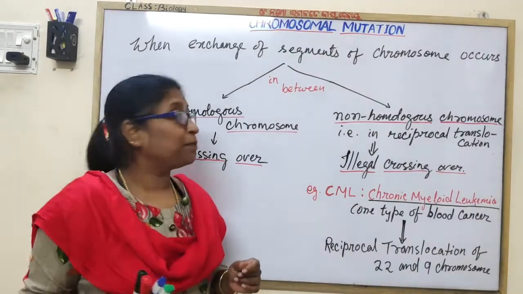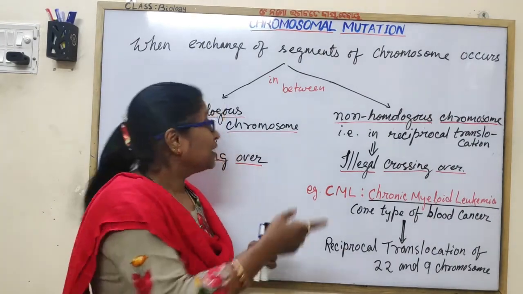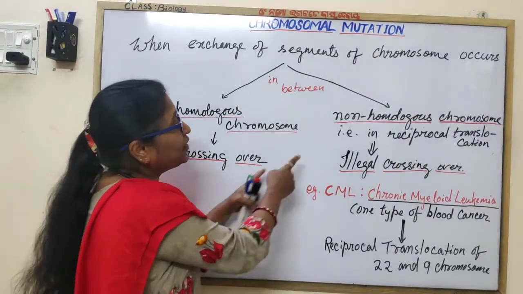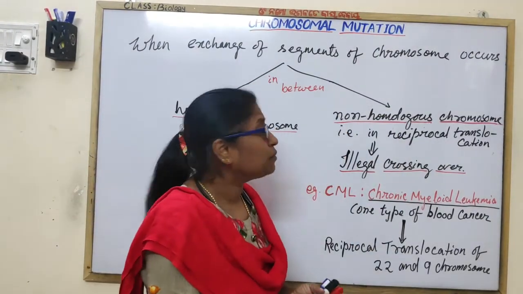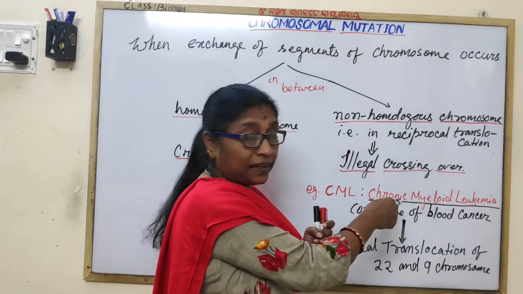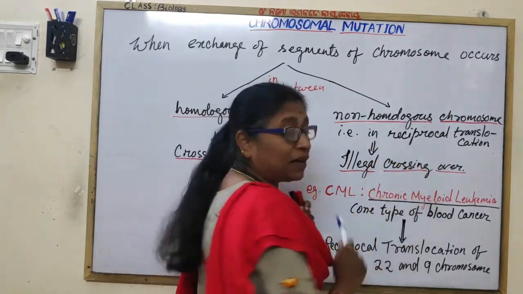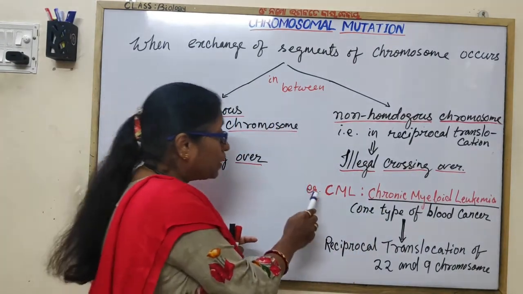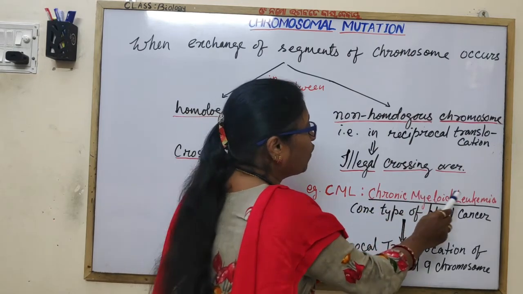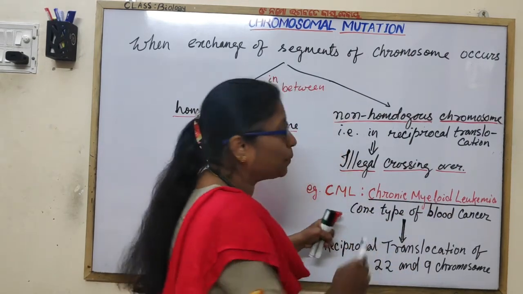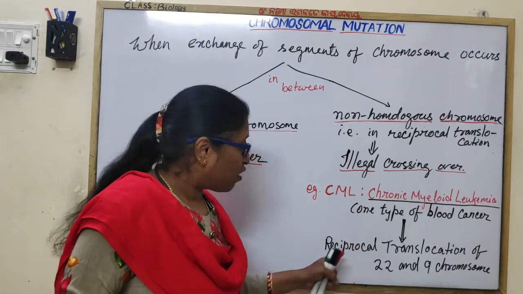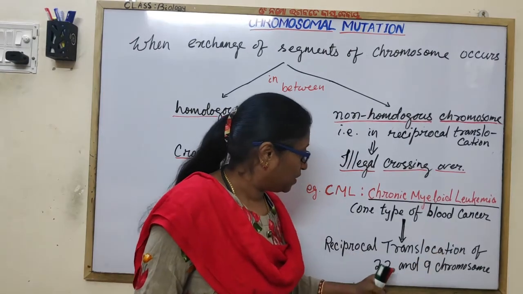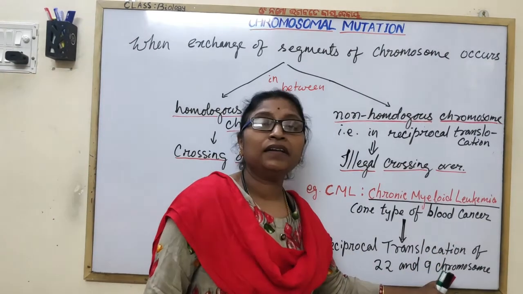When exchange of segments of chromosomes occurs between homologous chromosomes, it is called crossing over. When it occurs between non-homologous chromosomes, as I told in reciprocal translocation, it is called illegal crossing over. One example is chronic myeloid leukemia, one type of blood cancer. It is caused due to reciprocal translocation between the 22nd and 9th chromosome.